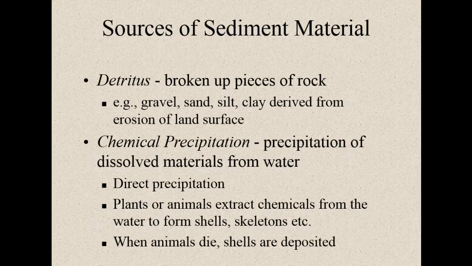The source of the sedimentary material may be detritus, which is broken up pieces of rock, like gravel, sand, silt, clay, derived from the erosion of land surfaces, or chemical precipitation, the precipitation of dissolved materials from water, direct precipitation. Plants or animals extract chemicals from the water to form shells, skeletons, etc. Also, when animals die, shells are also deposited.